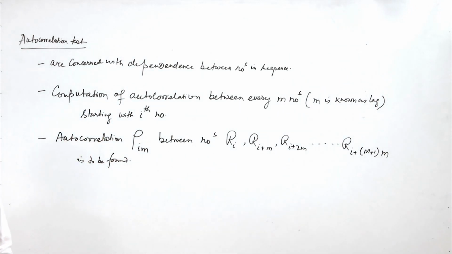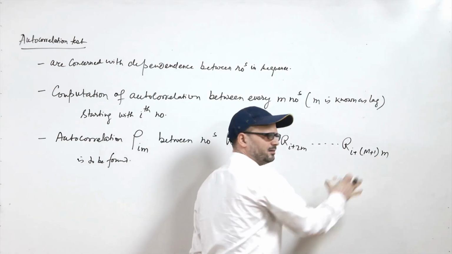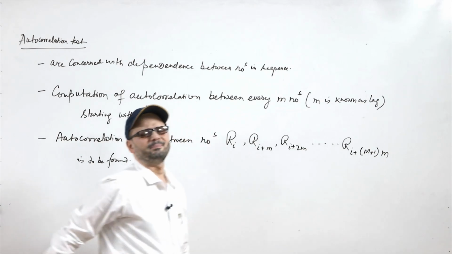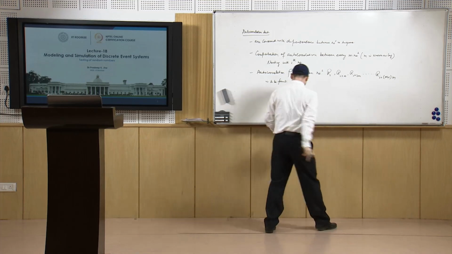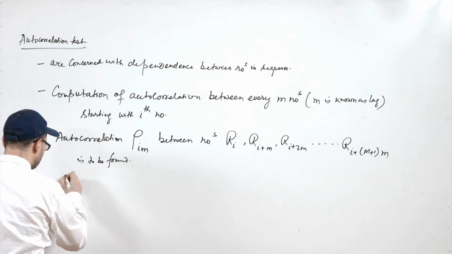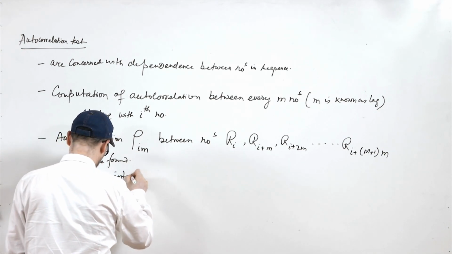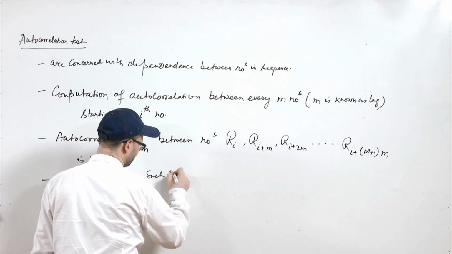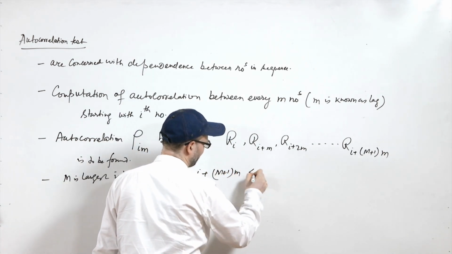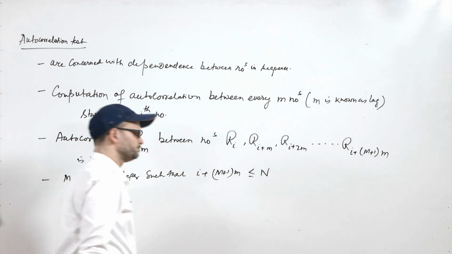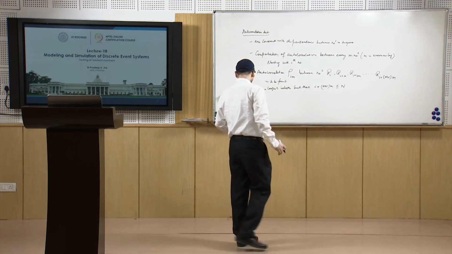Now, this has to go maximum up to N, because we are going to have a maximum of capital N numbers. So, M is the largest integer such that i plus (M plus 1) m is less than or equal to capital N. So, you have N samples which are to be tested.